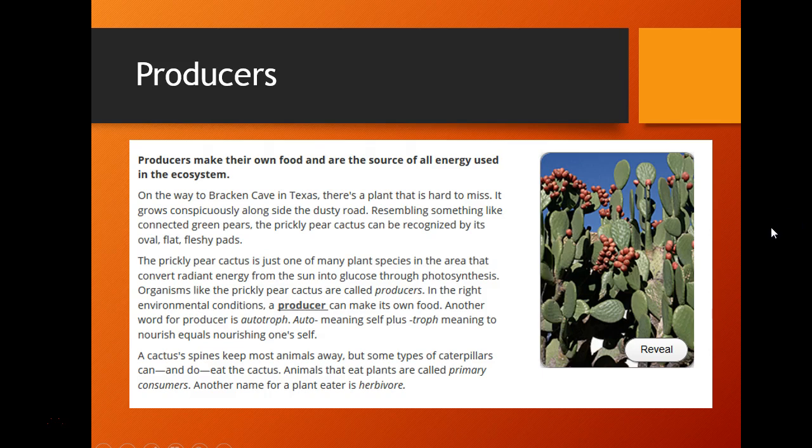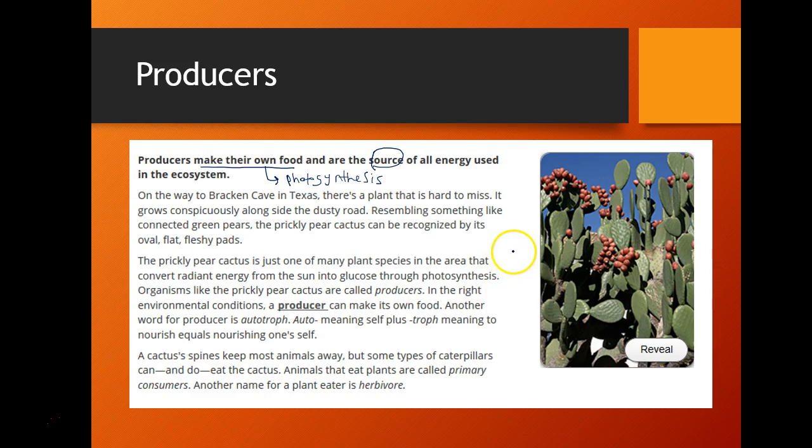So let's start with producers. Producers make their own food and are the source of all energy used in the ecosystem. So they're the foundation of the ecosystem. And what we mean by they make their own food is that they use the process of photosynthesis, because remember, they can take the energy from the sun and make it into a usable energy for themselves.